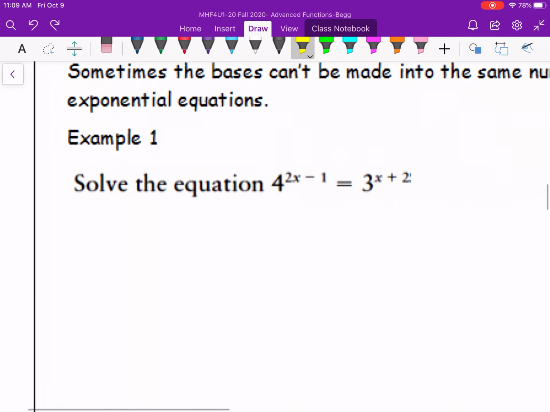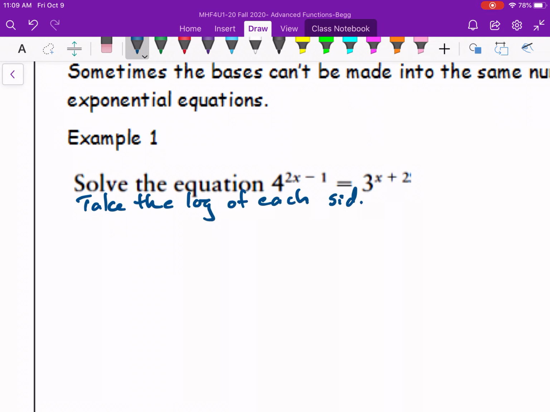So here's what I can do: I can take the log of each side. Taking the logarithm of something is a mathematical operation, just like adding or subtracting or multiplying or dividing or you name it. As long as I do the same thing to both sides of an equation, I'm keeping it balanced. And taking the log of each side is no different. So I could take the log of 4 to the 2x minus 1 and the log of 3 to the x plus 2, and they're still equivalent.